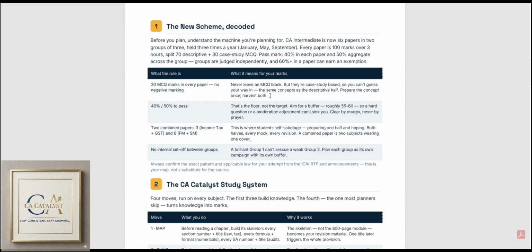So the hard question is, the moderation judgment can't sink you, because how they are going to do the adjustment or judging your answers, it's not in your hand. So you should clear by a margin, a higher margin, 55. So you should always be preparing with a target of 50 to 60 marks. That is how you'll be able to clear.